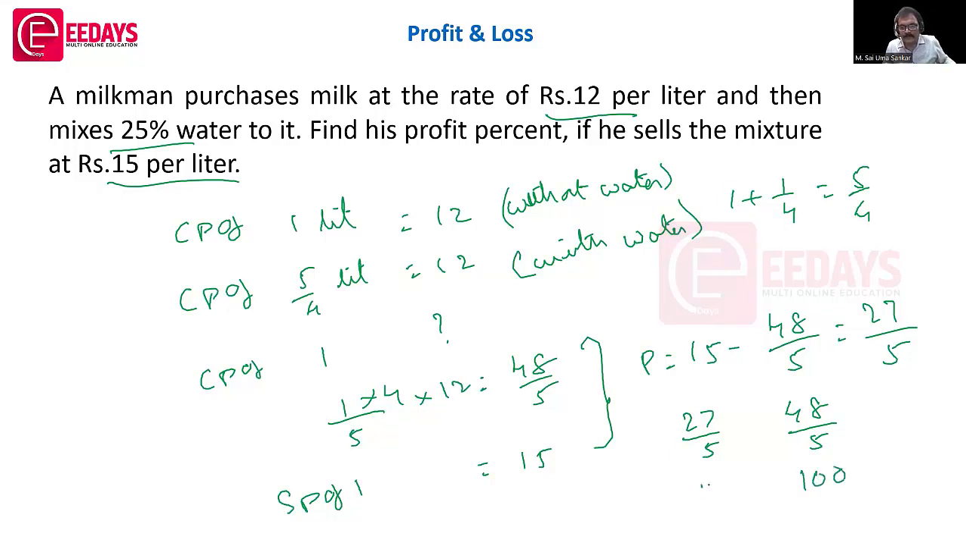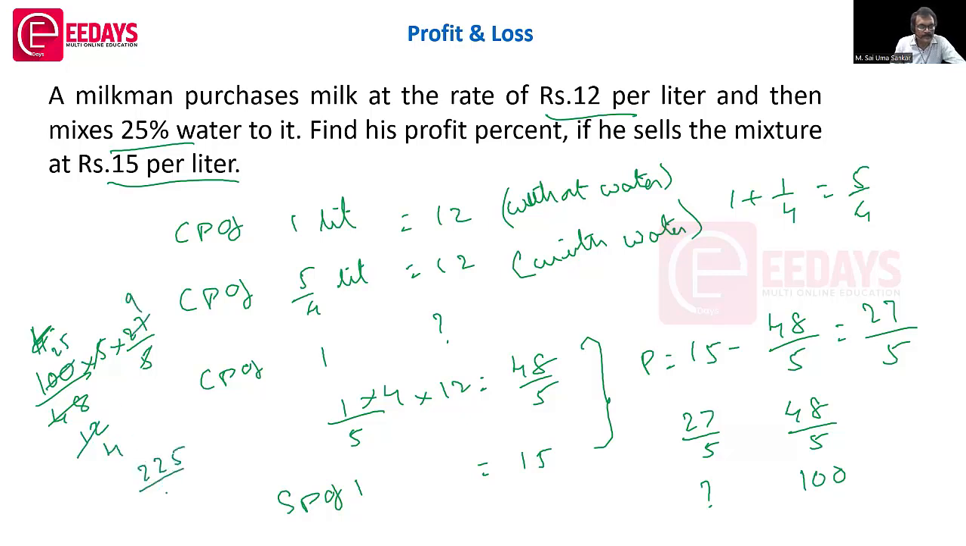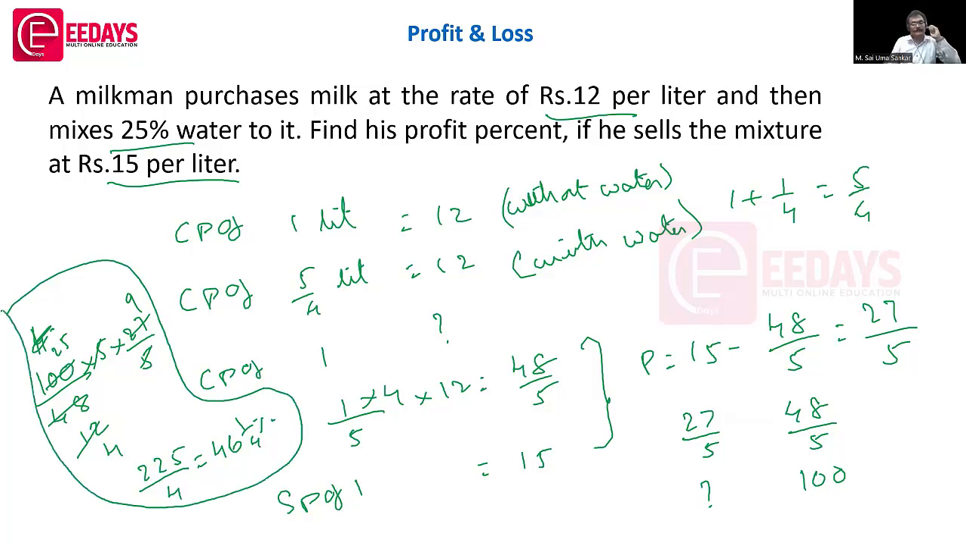Suppose what we require per 100, how much? So 100/48/5 into 27/5. 5 figures cancel. 4 12 times, 4 25 times, and 3 4 times, 3 9 times. So 225/4 is equal to how much? 425. 6. What is the profit? 46 1/4% profit. That is the answer.